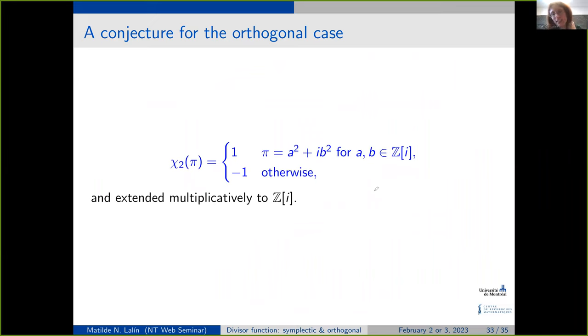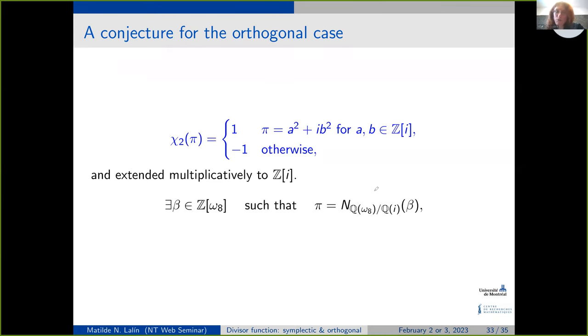For the orthogonal case, we can also write something. This is a bit harder to see in a natural way. We need to define this chi2 character that we use to twist our super even characters. Over primes, we are going to detect when a prime is a sum of two squares, but not really. This is a prime in the Gaussian primes, and we write a square plus i b square. So it's really a sum of two squares in Q(omega 8). It's really going beyond that.